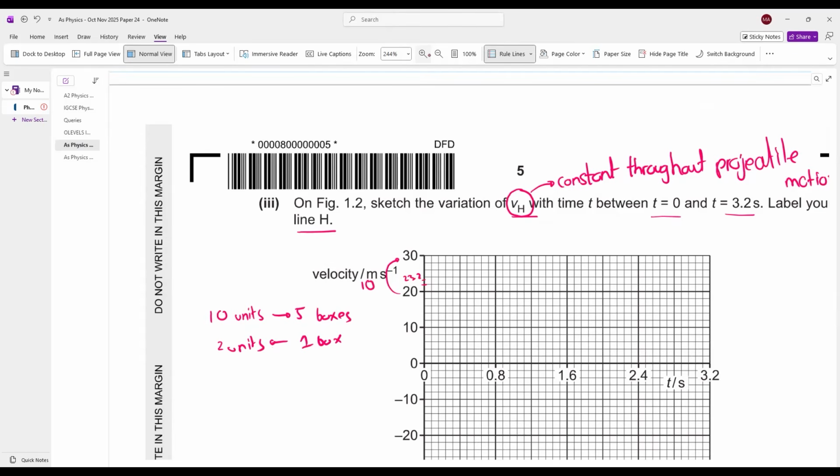23.2 lies somewhere here. You draw a straight horizontal line like this. Label this as capital H.